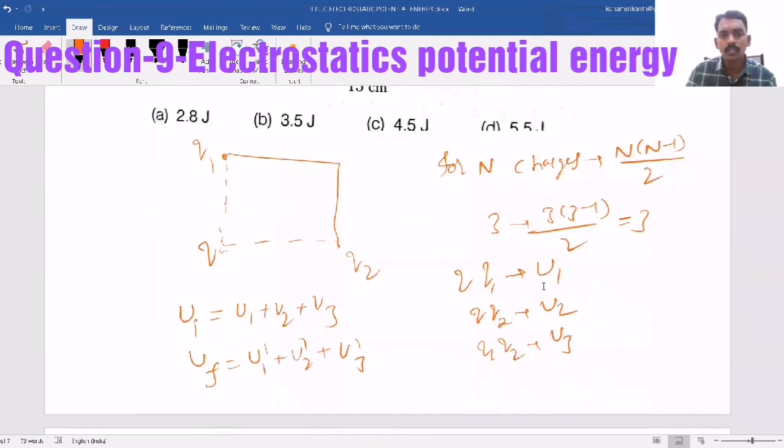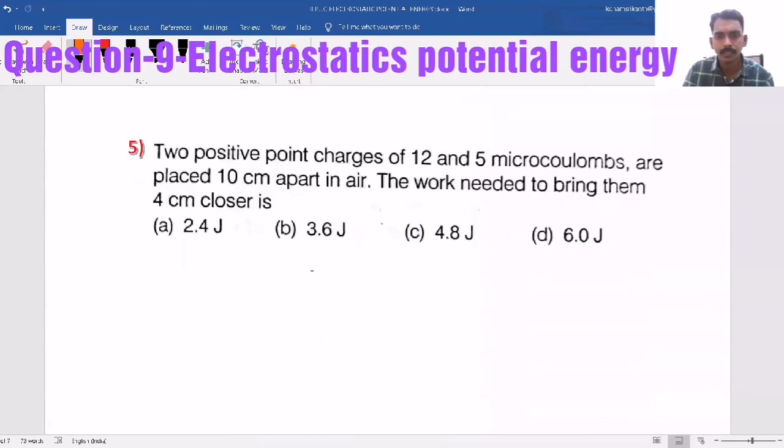Then what are they asking? Work done. Now, work done equal to U final minus U initial. And for each set of charges, what is the electrostatic potential energy formula for two particles? K Q1 Q2 by R. But here, not one set, there are multiple sets. And how many sets are possible? First you need to calculate, then you can solve the question. This is also one of the important types of question.